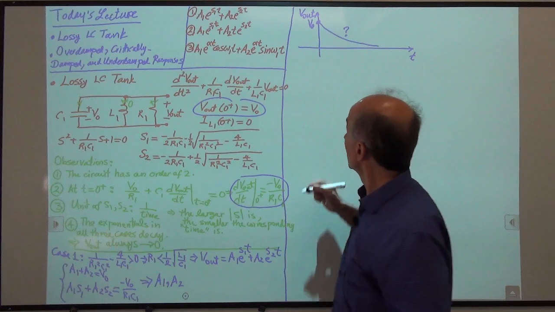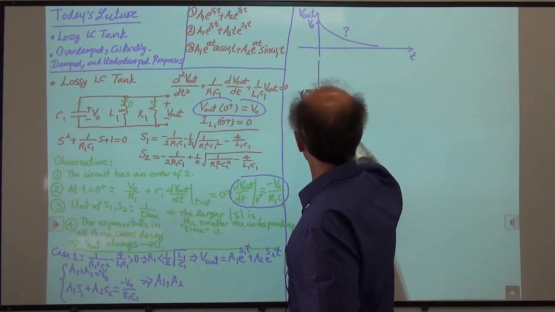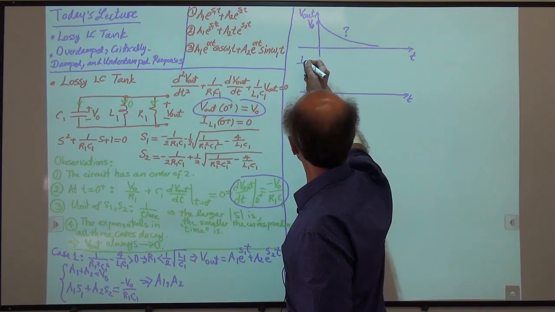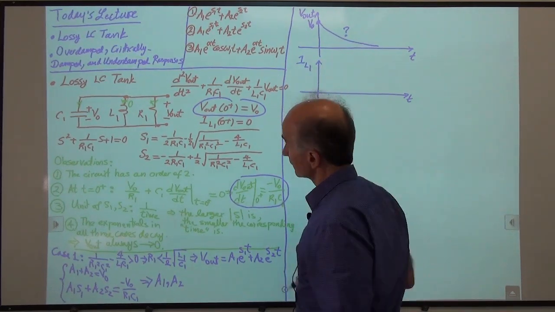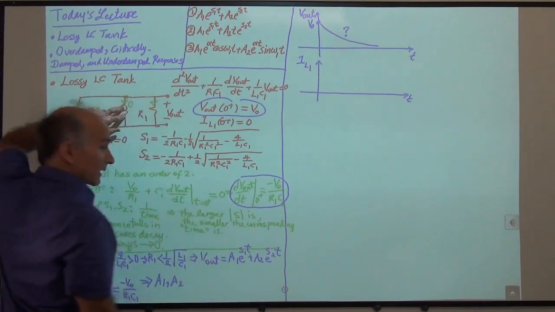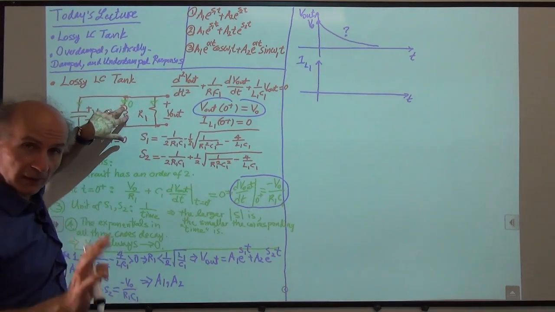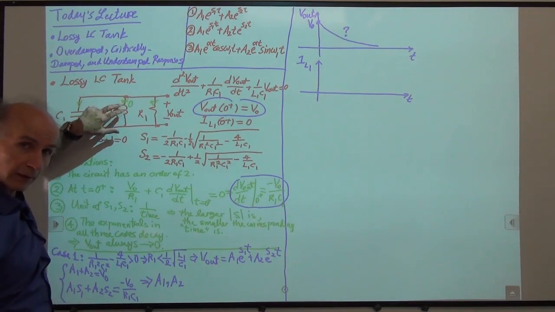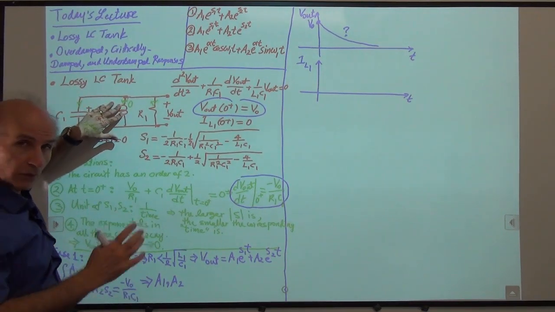Okay, so I would like to draw the current through the inductor. We'll call it IL1, the current through the inductor as a function of time. Again, we're just sketching things. How much is the current at time 0 plus? It's 0. The current through the inductor cannot jump, so it's 0.